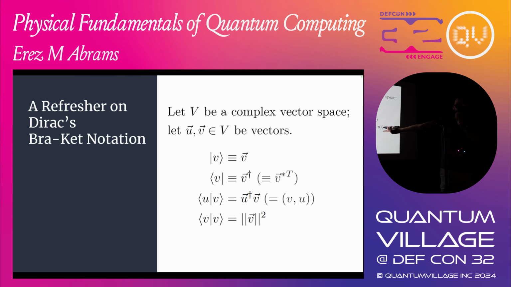As well, we can do magnitudes here. Bra v ket v is magnitude v squared. Any question on this so far? Okay.